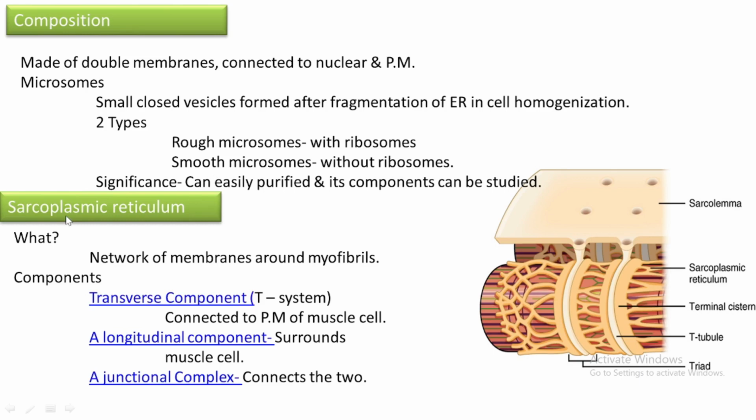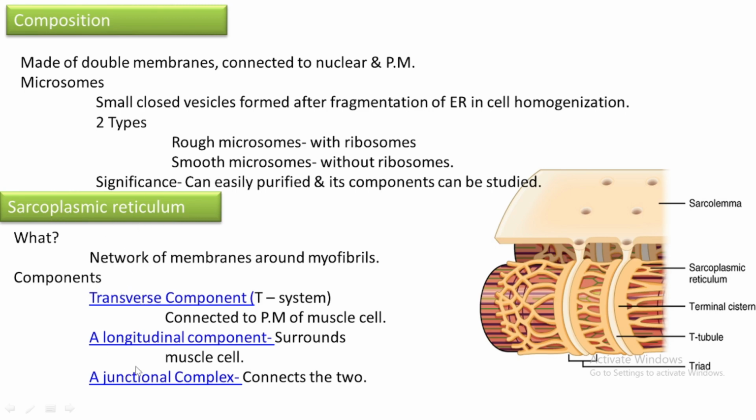In the last class, we started the endoplasmic reticulum and learned up to its composition. Then the sarcoplasmic reticulum. I already told you that sarcoplasmic reticulum is nothing other than smooth endoplasmic reticulum itself, and it is only associated with the muscle cell. So what the sarcoplasmic reticulum is should be clear to you now. Next we are going to see the components of this sarcoplasmic reticulum.